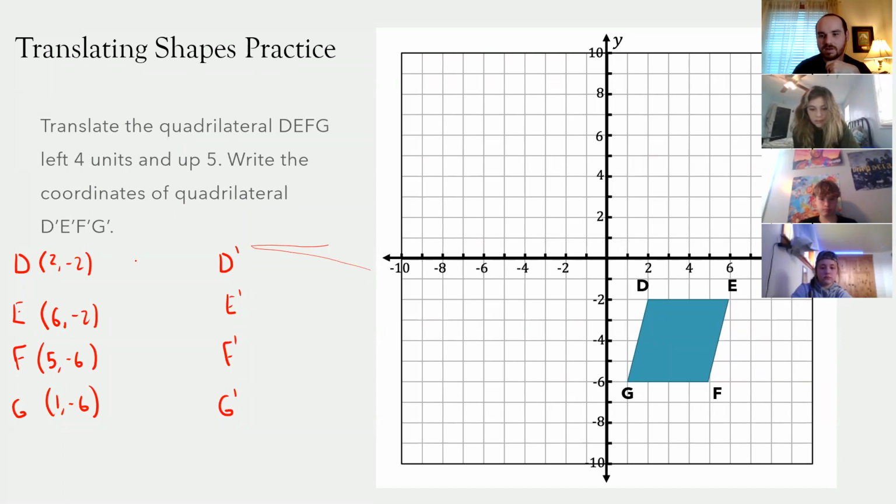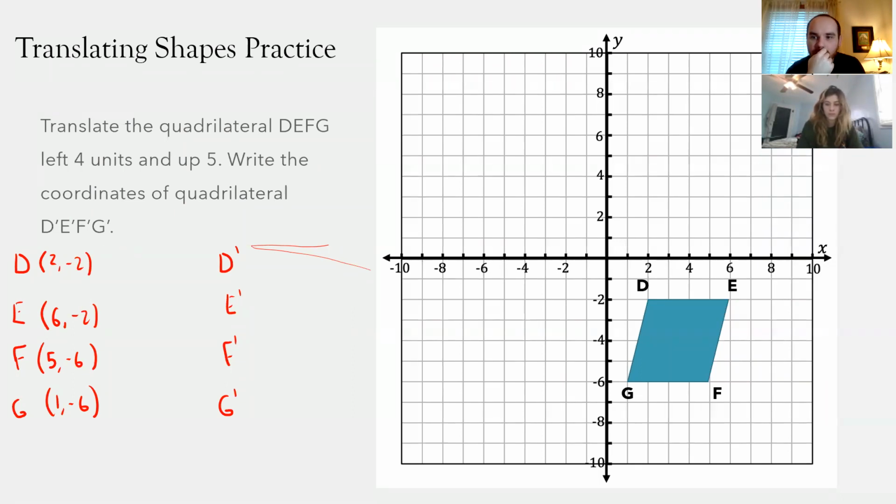So anybody who I have said all 4 points are good on, you're free to go. You guys were a lot faster than last class, which is good. Cohen, all of those look good. Alyssa, that's good for G prime. See you later, bye. Emmy. Luca, double check your Y on D and E prime, but F and G are good. Alyssa, I think so. Is that all 4?